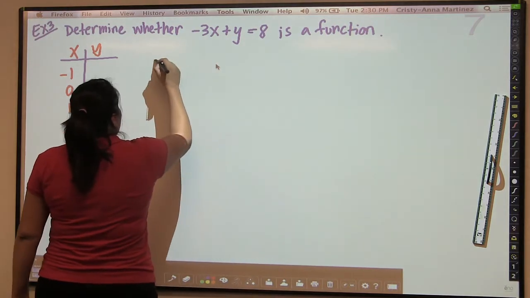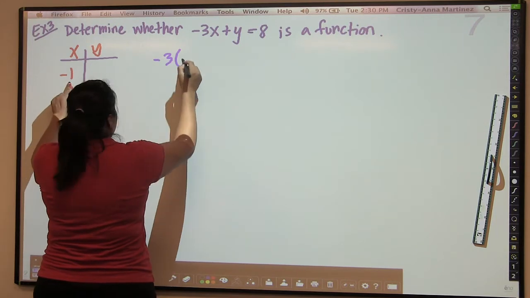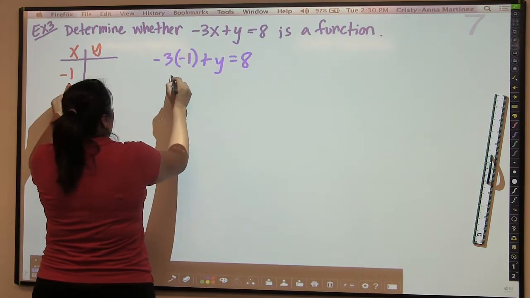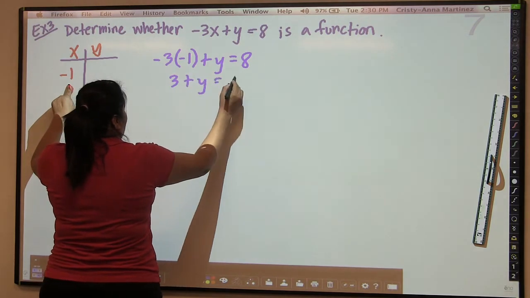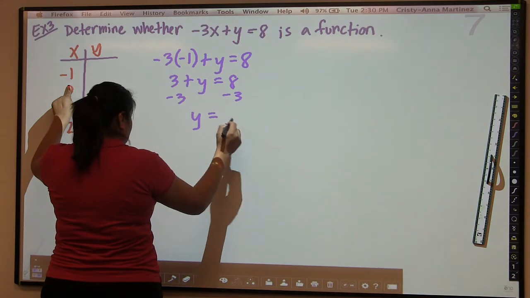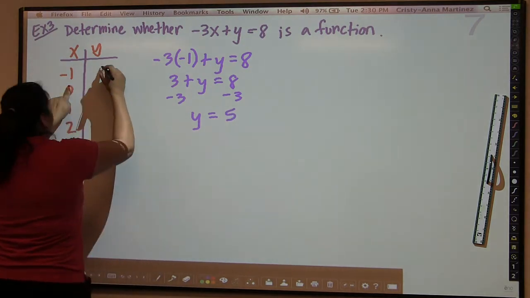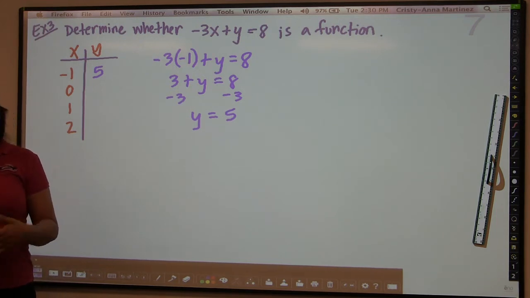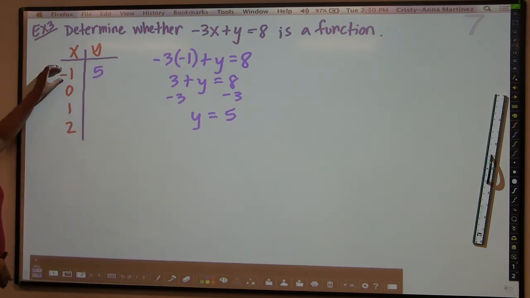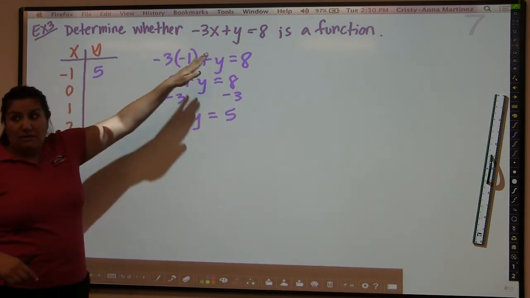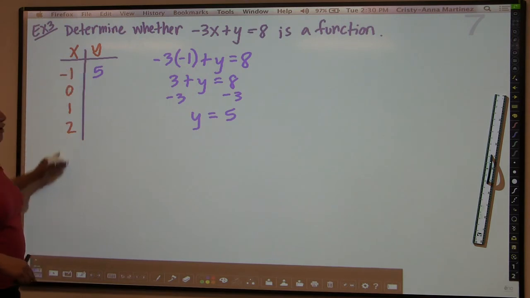So, negative 3 times, I'm going to plug in the negative 1, plus y equals 8. This is going to be positive 3 plus y equals 8. And then I subtract 3 from both sides, so y equals 8 minus 3, which is 5. So now, the corresponding y value for negative 1 is 5. That's not random. It has to be that way. Once you pick the negative 1, it has to be paired with the 5 in order for it to be a true statement. So you have to do this 4 times.